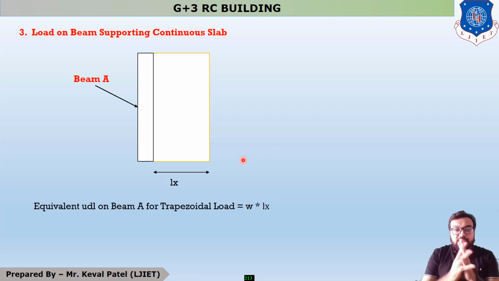So students, this is the end of our three cases: first, the load on a beam supporting one-way slab; then load on a beam supporting two-way slab; and the last one is load on a beam supporting cantilever slab. Keep in mind all these equations and theories whenever you have to design the beam in the next lecture. So students, this is the end of today's session.